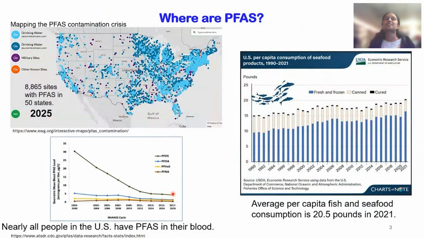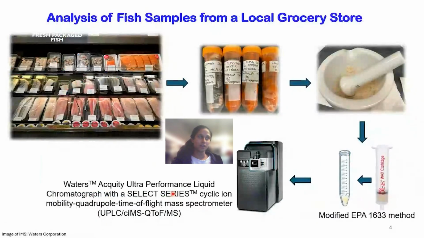Fish, because that's one of the major nutrition sources that people include in their diet to get all the nutrients, and year by year the consumption is going up. So we were like, let's see what's in fish, right? So we went to the market. This is just a rough, brief diagram of what we did with the fish.